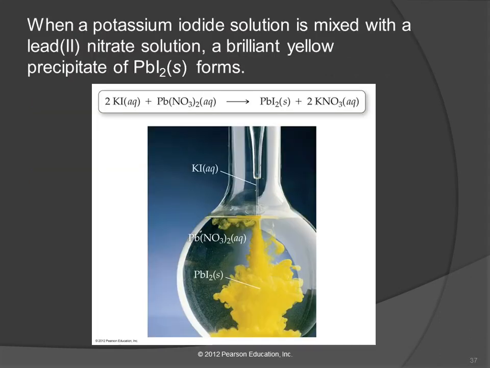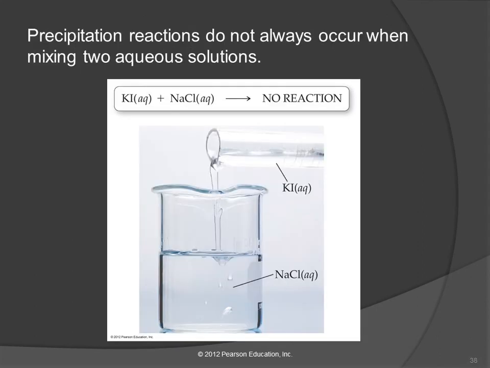Here's an example. Here is potassium iodide and lead nitrate. Both of those solutions are colorless and clear. Here's the potassium iodide. Here's the lead nitrate solution. When we mix them together, we get a yellow solid forming. It's like a cloud. And the reason it's cloudy is because it's little particles of lead iodide that are being formed there. So that's an example of a precipitation reaction.